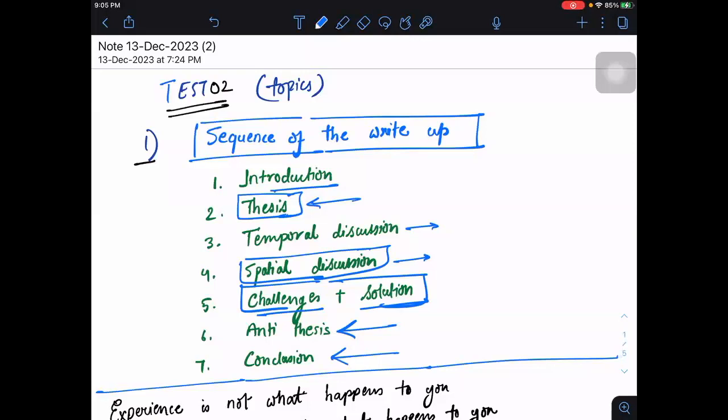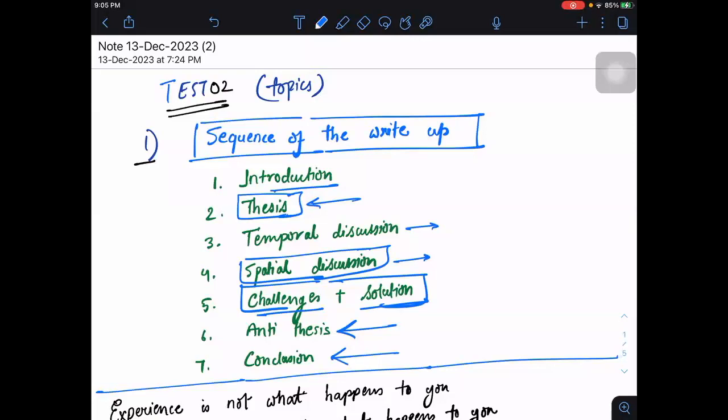You're not audible. Could you please repeat? Hello, sir, till now you're not audible. Could you please repeat what you're... Am I audible right now? Yes, sir. Right now you're audible. Please repeat about temporal discussions.